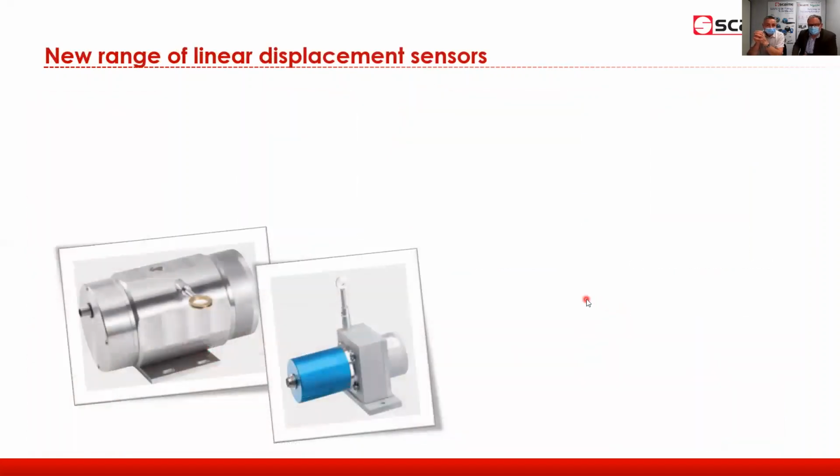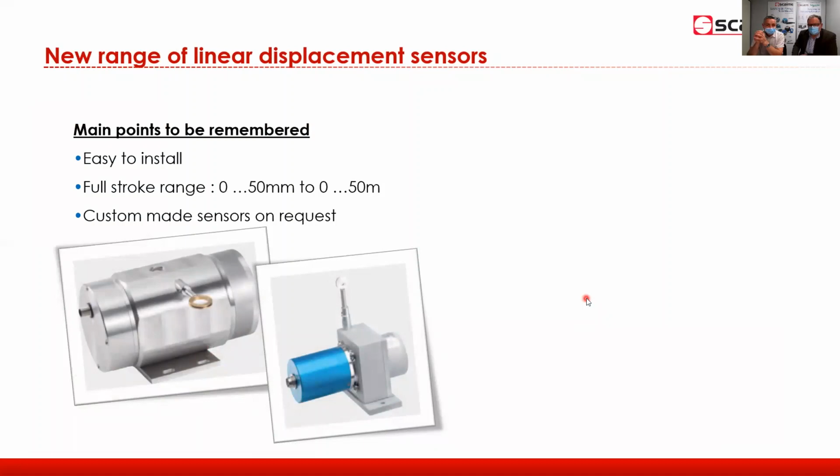Okay, so if we would summarize the range of products, what are these products? They are easy to install compared with other technologies. They are pretty flexible in the way that you can go from very small measurement range up to 50 meters, which starts to be quite an interesting range. And we can provide custom-made sensors on request.